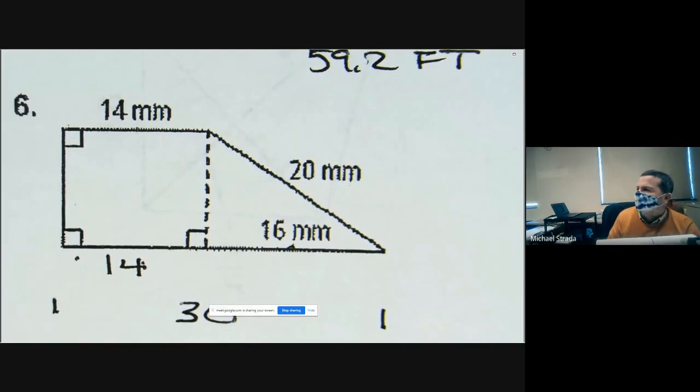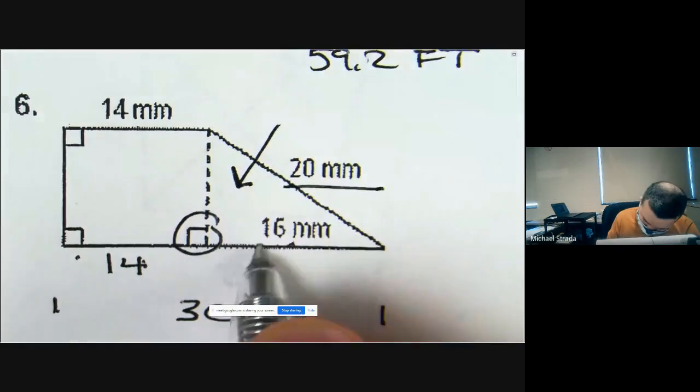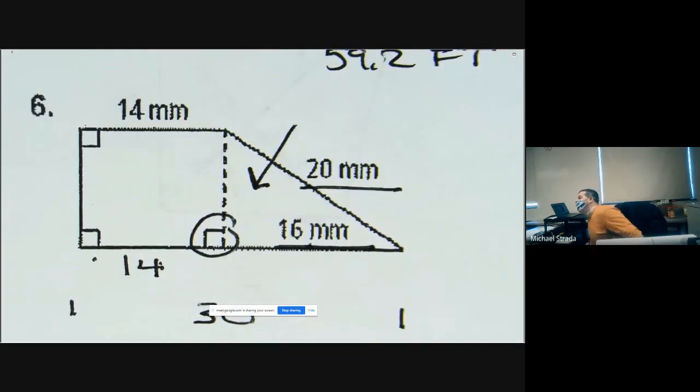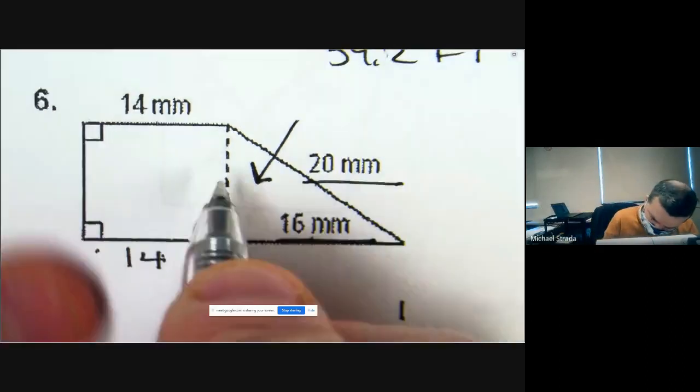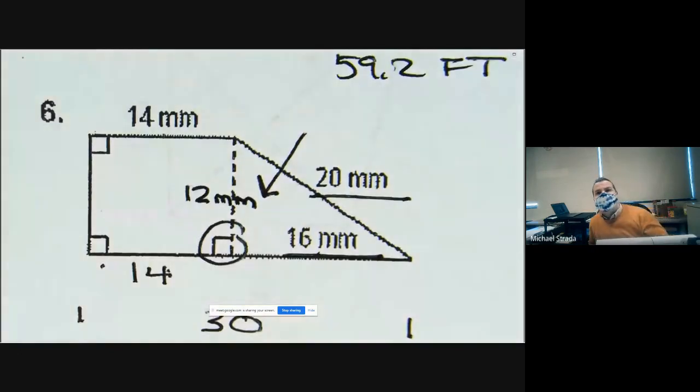The problem is I do not have my what? Height. This is a right angle, which makes that a right triangle. I've got 2 dimensions of a right triangle. What theorem kicks in? Pythagorean or triples. Either way you want to go about it, but that ends up being 12 millimeters when you do the Pythagorean theorem.